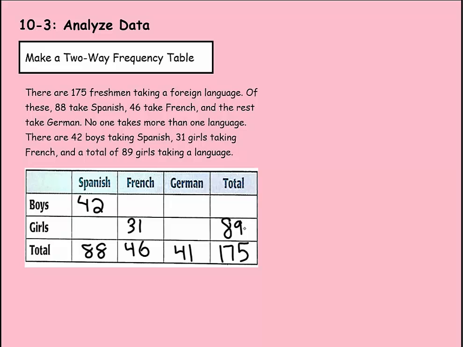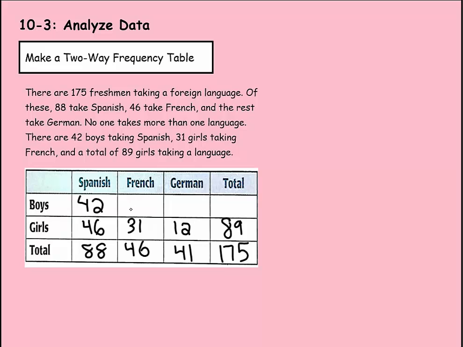Well, one thing we could figure out is how many girls are taking Spanish. We know that there's 88 total people taking Spanish, 42 of them are boys, so 88 minus 42 would be 46 girls taking Spanish. Now that I've done that, I see that I can figure out all the girls except for German, and since that's the only one that's missing, we could figure out how many of those would be. 89 minus 46 is 43, minus 31 equals 12.